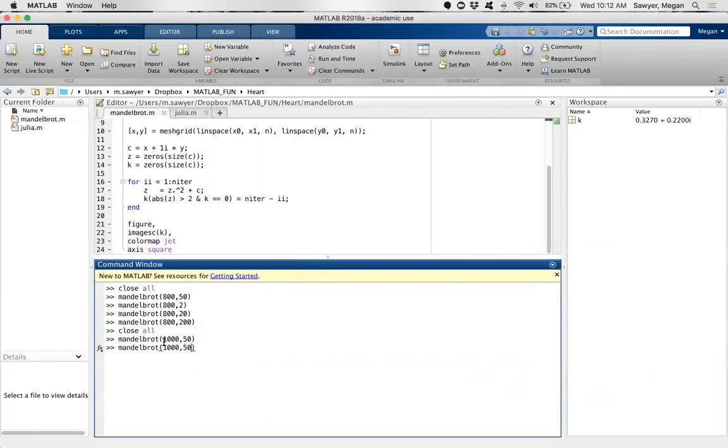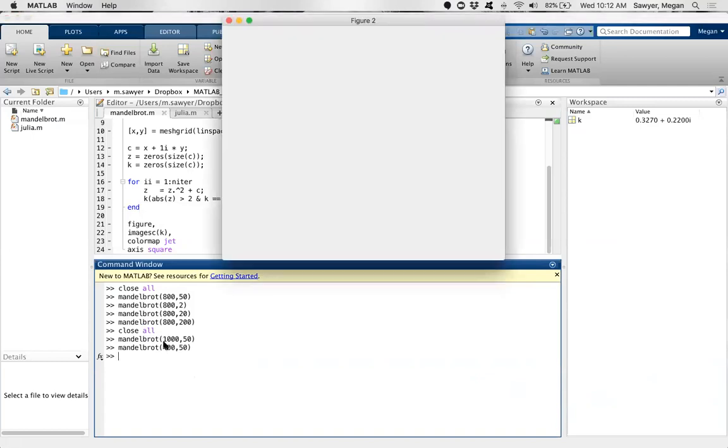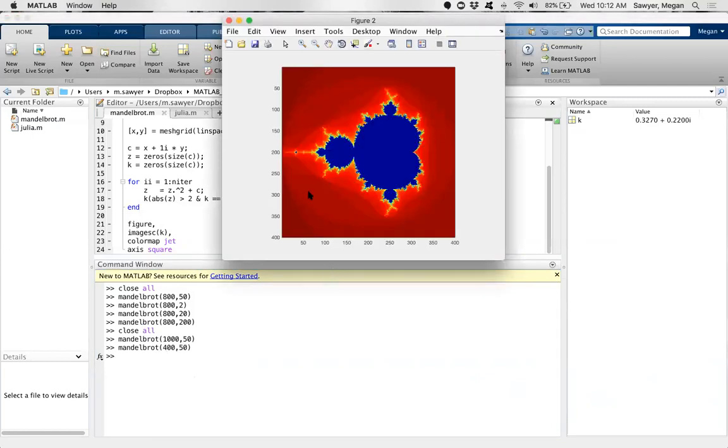If I do 450, I can see that my pixel size has changed. I can look at different sorts of shapes here. And so this is kind of an interesting way to play with the Mandelbrot sets.